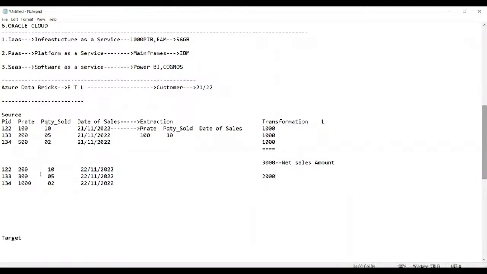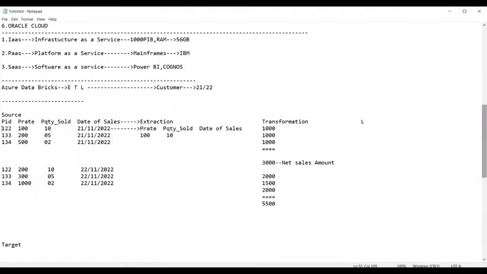2000. 300 into 5 means what, guys? 1500. Very good. 1000 into 2 means 2000. Very good. So now calculate the sum: 5500. Very good. Now, guys, this is the net sales amount. This process is called the transformation process. It's done now. Finally, you will be loading.